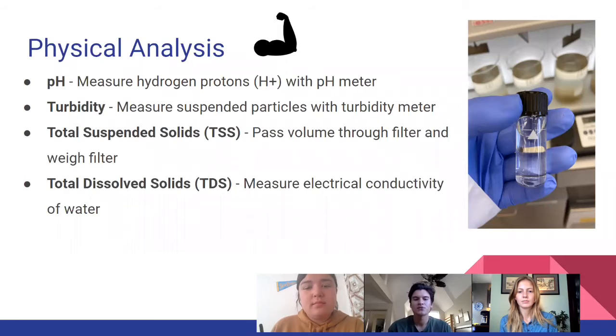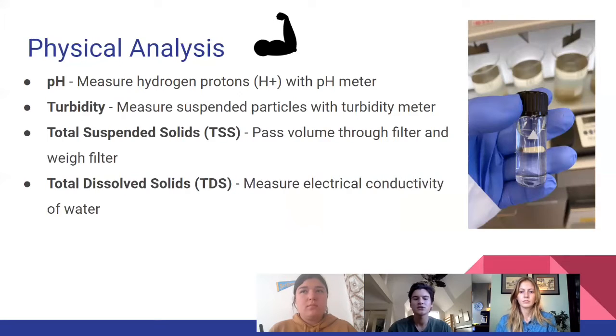Looking a bit closer into the physical parameters, we're concerned with four main pieces: pH, turbidity, total suspended solids, and total dissolved solids. To measure pH, we utilize a pH meter and determine whether or not it's acidic or basic. And we do this by measuring the hydrogen protons and know many organisms survive from a pH of 5 to 9. For turbidity, we perform a turbidity test before treatment by measuring suspended particles in the water using light. The goal is to have an NTU of less than 0.5.